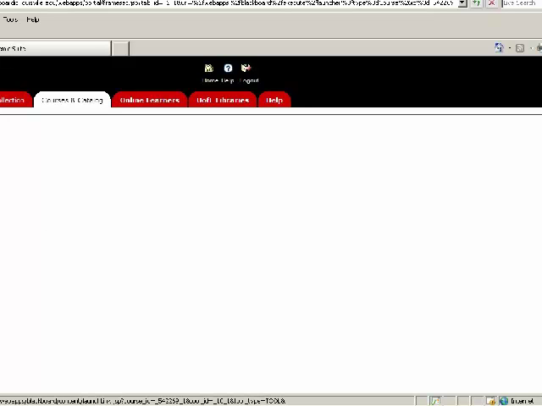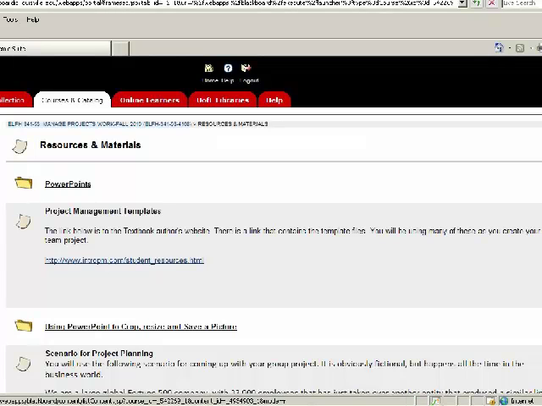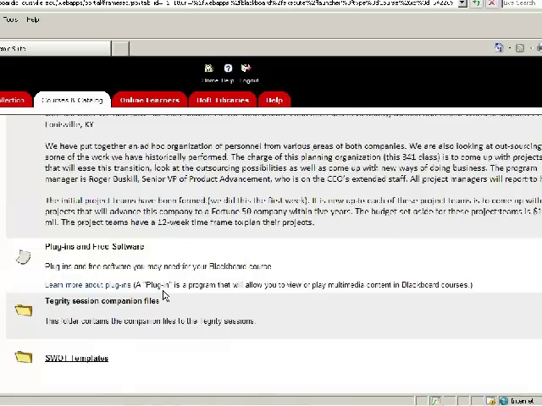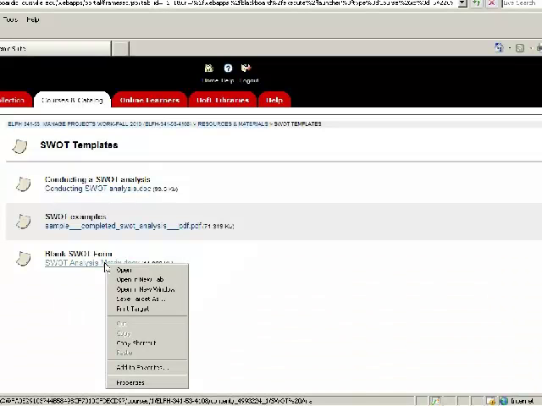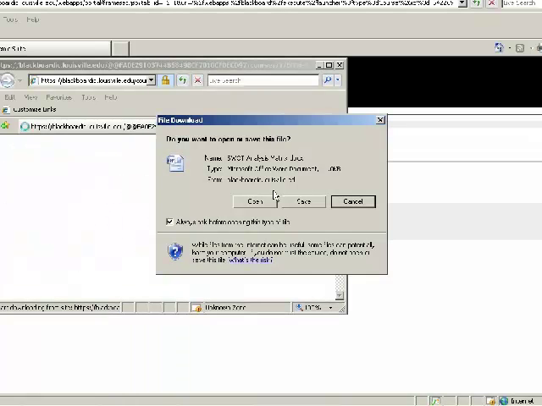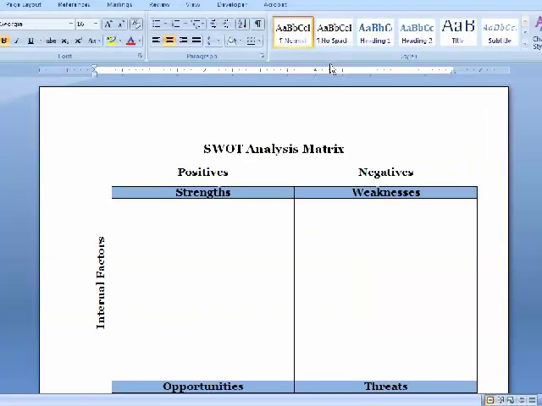Okay, so let's go to the resources and materials and go to SWOT templates, and here's the blank SWOT form. There's the examples that I just referred to, and this file is simply a worksheet or an information sheet explaining SWOT analysis. So if we simply open this up now, in this case I'm going to open it in a new window. You would actually save the target and then open it. But from here you can use this now.